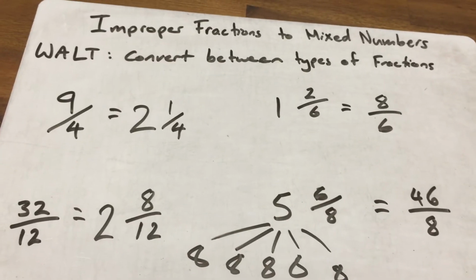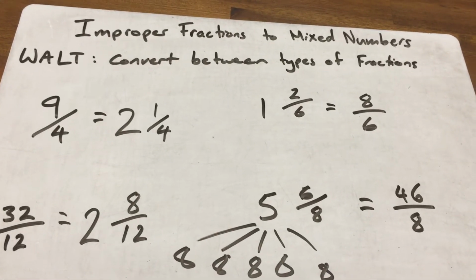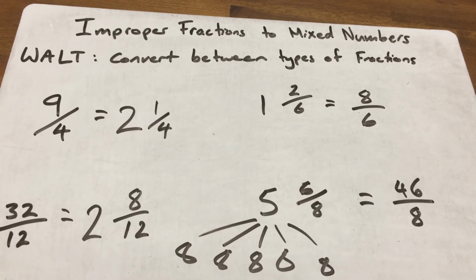So that way we can go back and forth between them. We've done improper fractions to mixed numbers and mixed numbers to improper. So there we go, that's it.